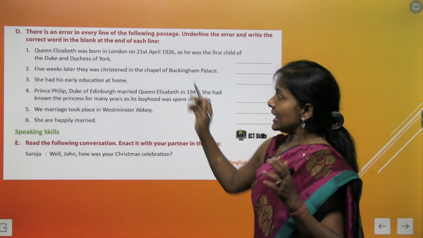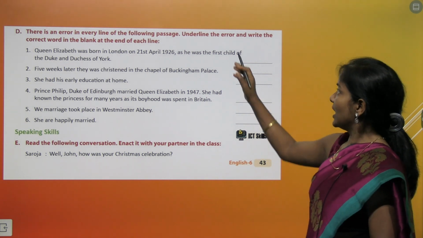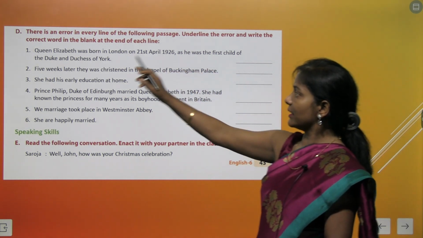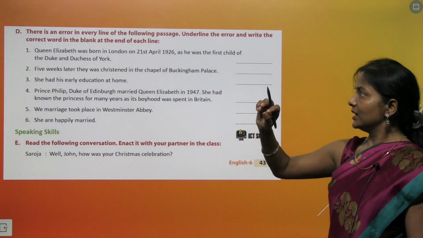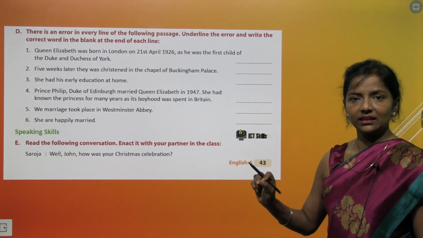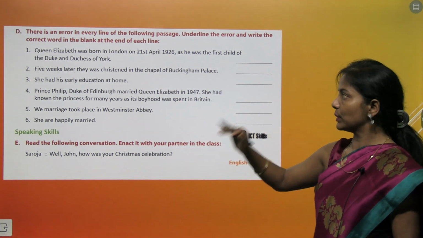Next is, there is an error in every line of the following passage. Underline the error and write the correct word in the blank at the end of each line. कुछ ना कुछ error है in every line. We have to find out that error and write down the correct one.